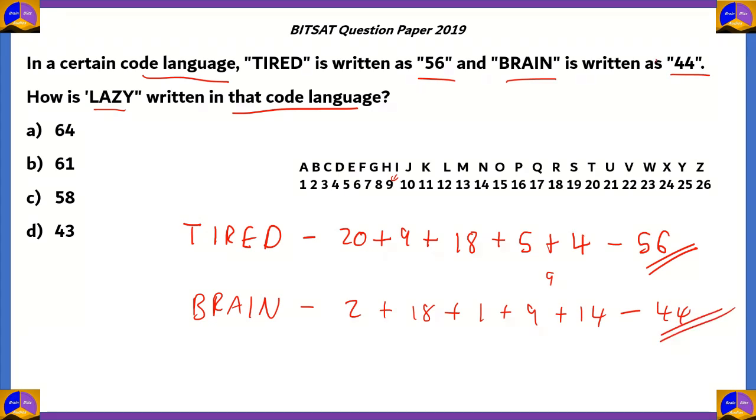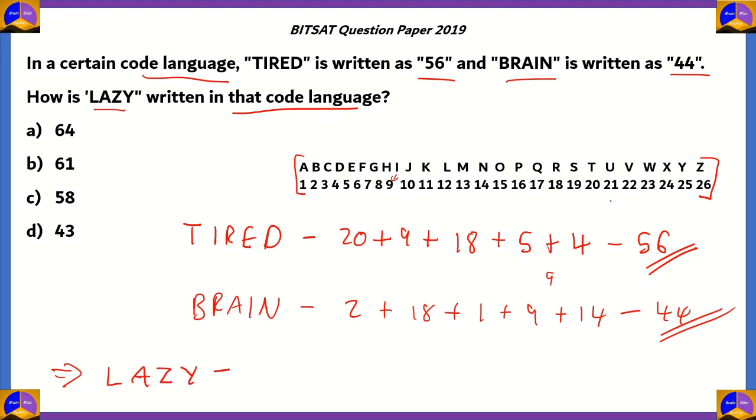So as you can see, the correct relation between the code and the word that is to be coded is the fact that the code is the sum of the positions of each of the letters in the alphabetical series. In the alphabetical series, we have 1 to 26, and each letter has a particular position. When we add up the positions of the letters in a particular word, we can find its code. So now that we have established the relation, let's find the code for lazy.